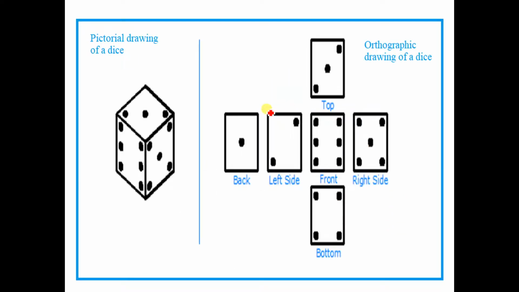So this is a pictorial representation of a die or a dice. So here in third angle projection, how does it look? For understanding orthographic drawing, this is the front view, we are assuming. Okay, so 6 is the front view, right side view is 5, left side is 2, back side is 1. So above the front view is the top view and below is the bottom view. This diagram is third angle projection.